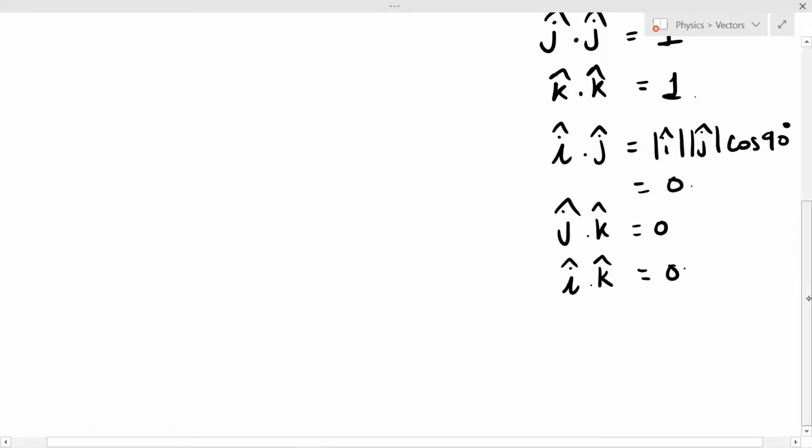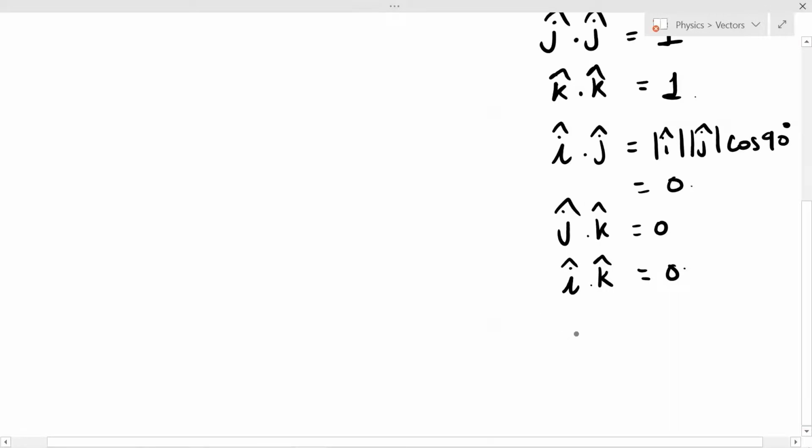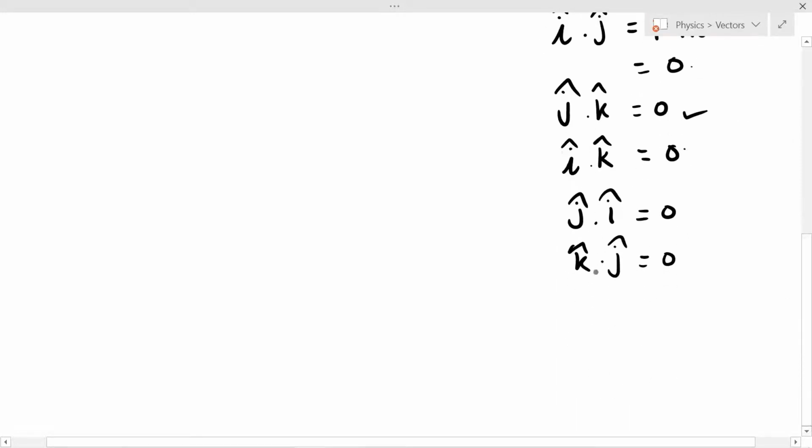But we know that the dot product follows the commutativity law, so we can also see that if i cap dot j cap is 0, j cap dot i cap must be 0. k cap dot j cap will also be 0 because j cap dot k cap is 0, and since i cap dot k cap is also 0, k cap dot i cap is also 0.